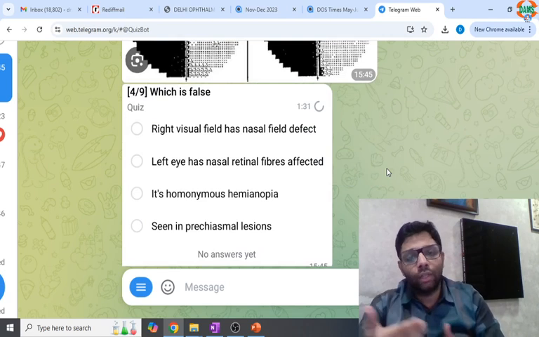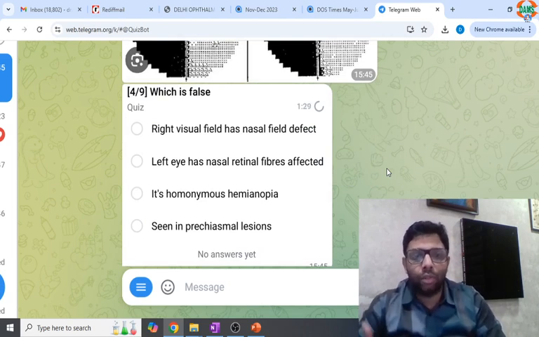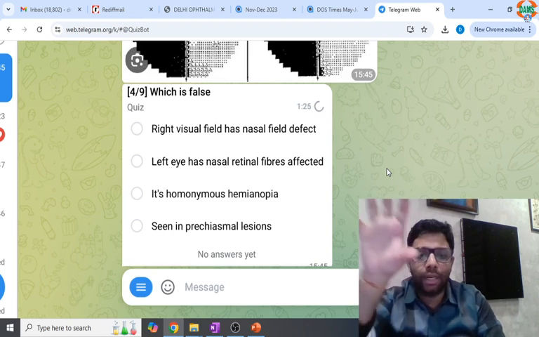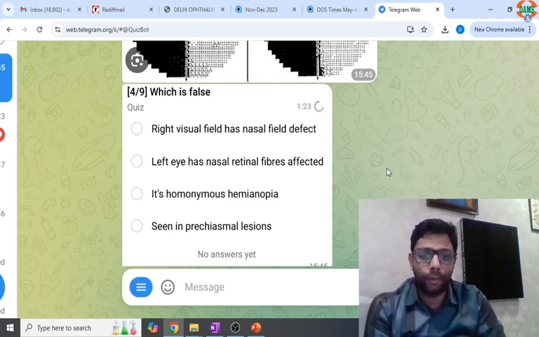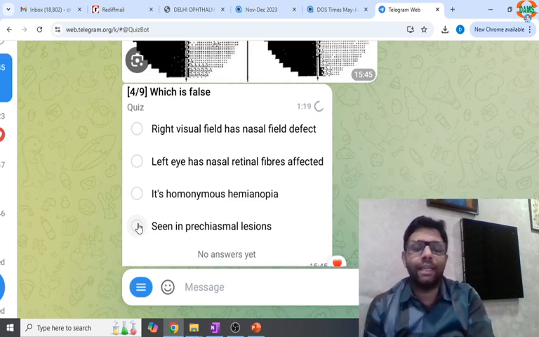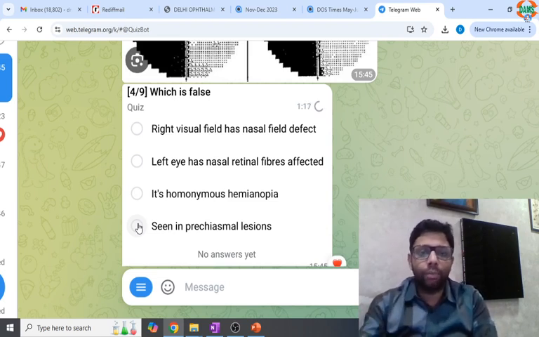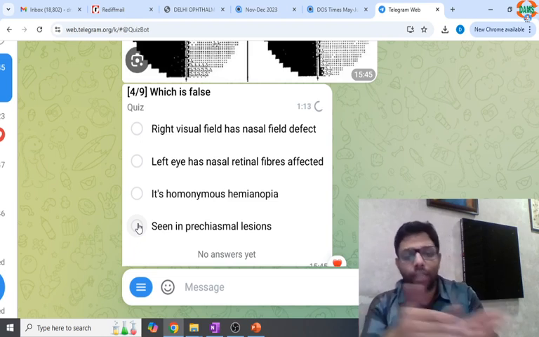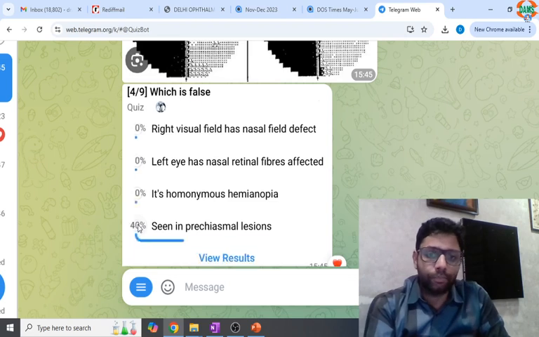And it is seen in retrochiasmal lesion, behind the chiasma, not pre-chiasmal. Pre-chiasmal is optic nerve. In optic nerve lesion, there will be a unilateral visual field defect, anopia. So it is seen in retrochiasmal lesions, and if there is a lesion on the right side, right optic tract, right LGB, right optic radiations, right occipital cortex, it has to be left homonymous.